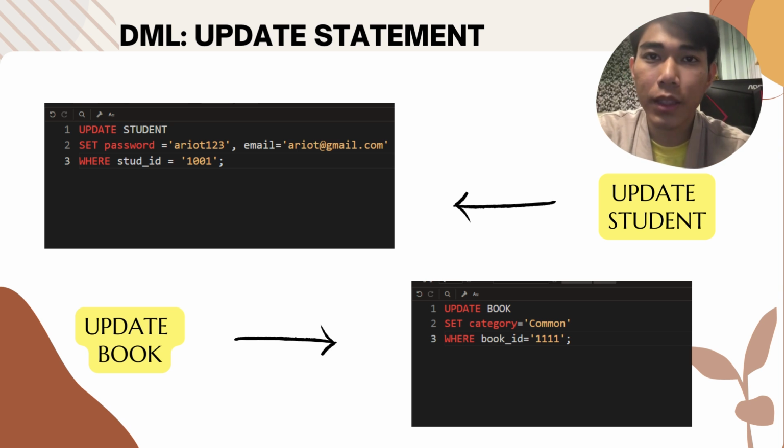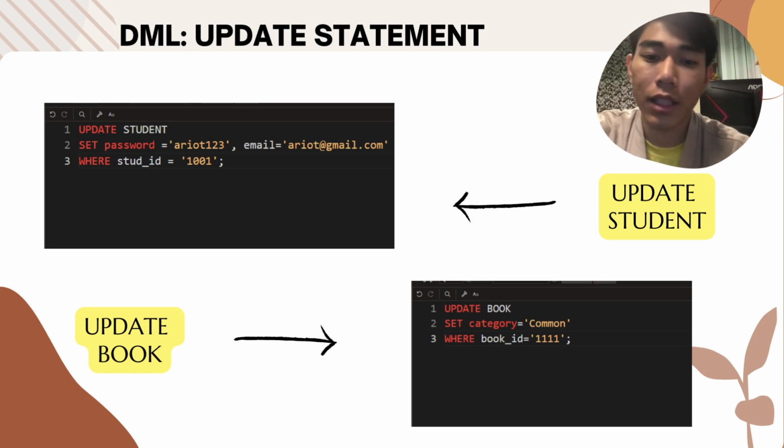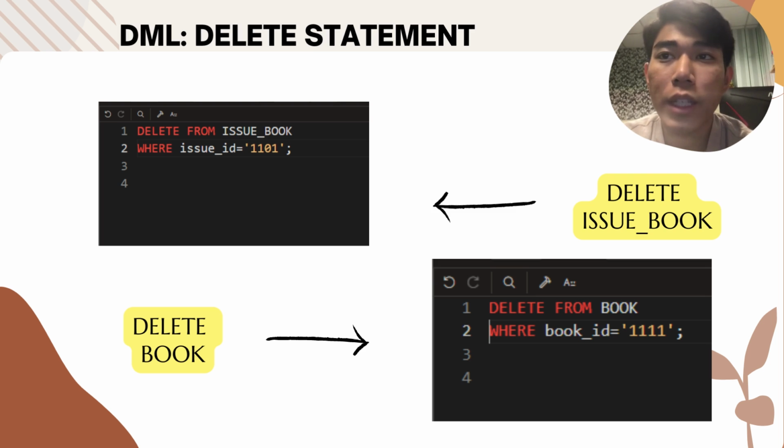For this example, the student wants to update their email or password. So this is the code for them, where they will set the password, email and which student ID they want to change. Next is the update book, where in this example the admin wants to update the book from its category to a different category. So this is the code for it, where we set the category to common and the book, where the book ID is etc. Next is the data manipulation language for the delete statement, where for this example, delete issue book.